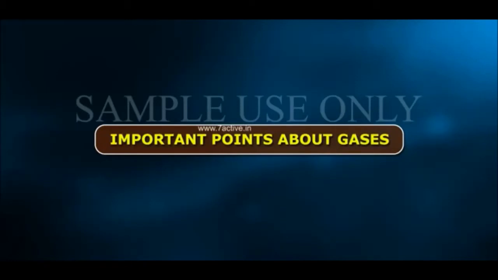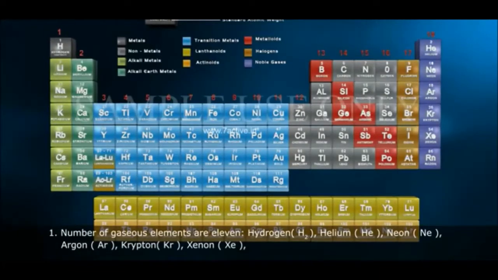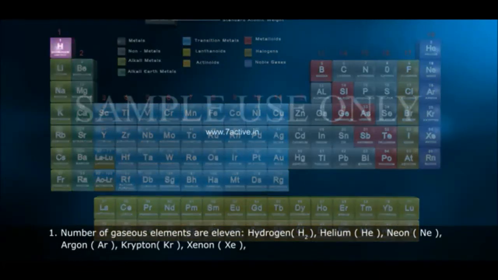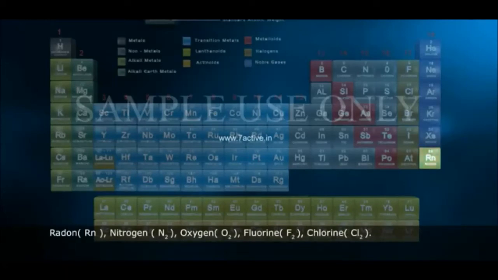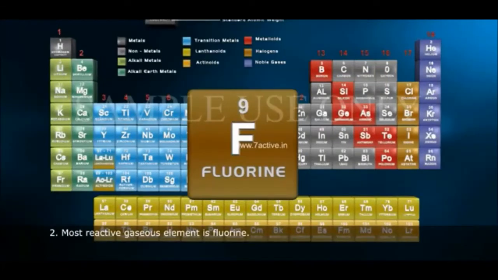Important points about gases. 1. Number of gaseous elements is 11: hydrogen H2, helium He, neon Ne, argon Ar, krypton Kr, xenon Xe, radon Rn, nitrogen N2, oxygen O2, fluorine F2, chlorine Cl2. 2. Most reactive gaseous element is fluorine.